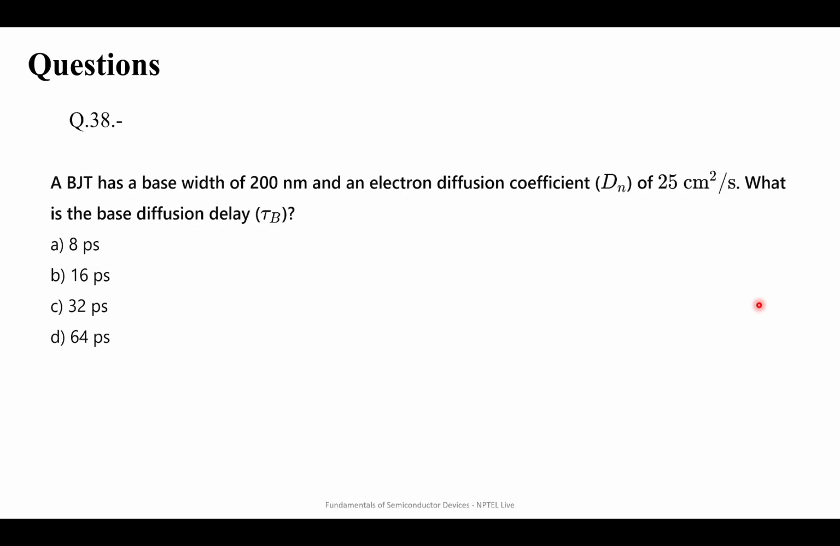Next question. A BJT has a base width of 200 nanometer and an electron diffusion coefficient Dn of 25 centimeter square per second. What is the base diffusion delay tau b? 8 picoseconds, 16 picoseconds, 32 picoseconds, 64 picoseconds.